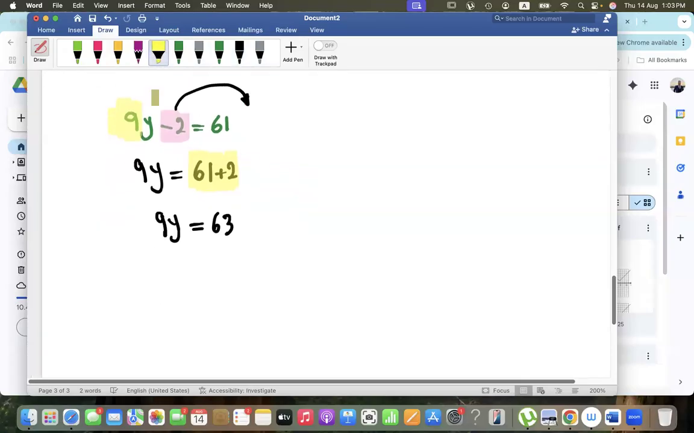Then 9y means 9 multiplied by y. So I will do division by 9 on both sides, and then I will cancel the 9. So the y will be how many? Yes, 63 divided by 9 is 7. So the answer is just 7.